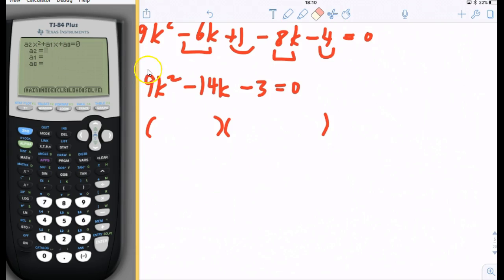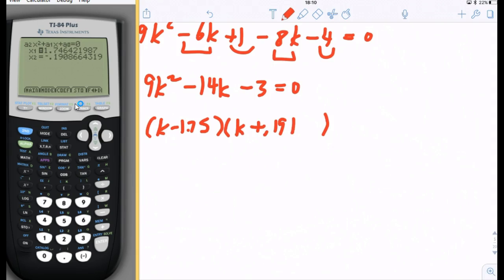Then we're going to put 3 coefficients here. We're going to put 9, negative 14, and negative 3. And then we're going to do solve. Wow, that's terrible, isn't it? So one of the solutions is going to be k equals negative 0.191, and the other one is going to be k equals positive 1.75.